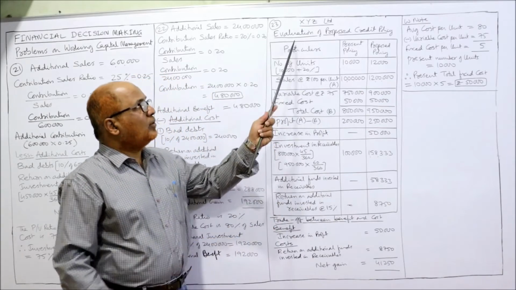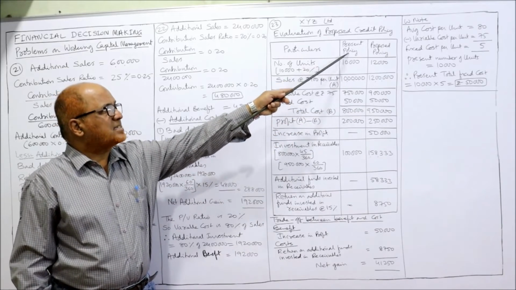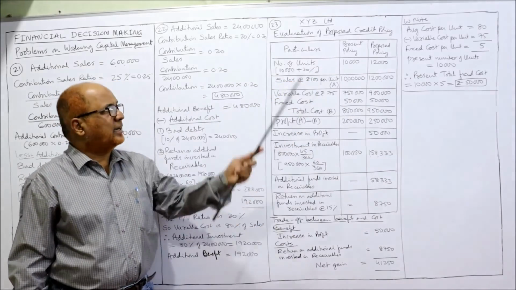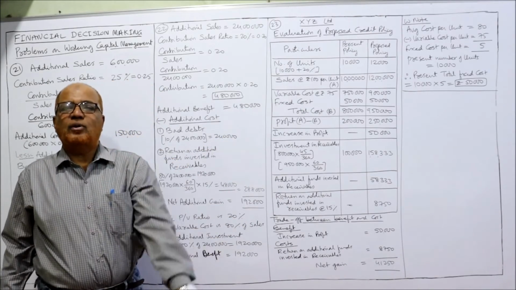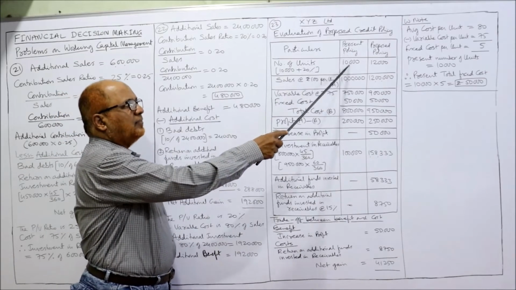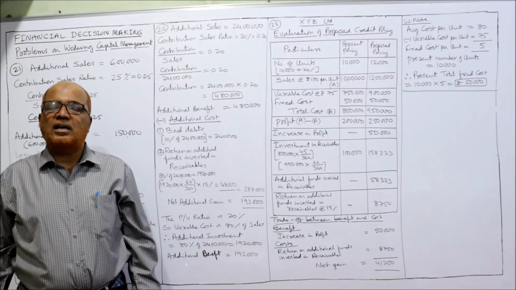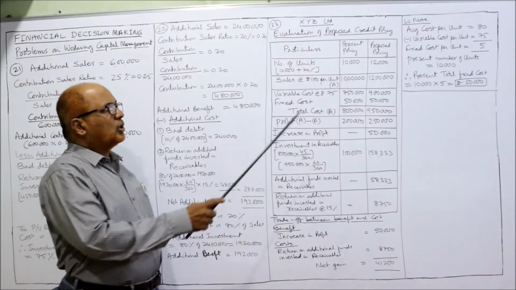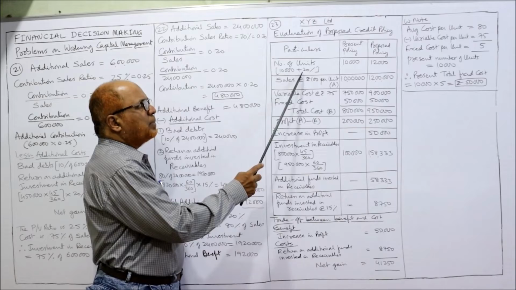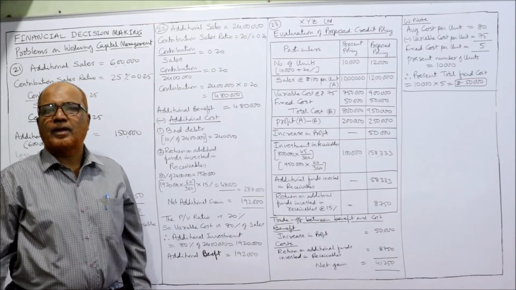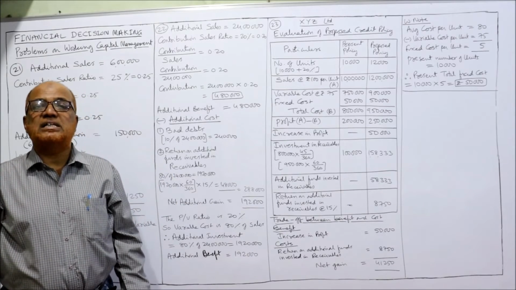Now see here, evaluation of proposed credit policy. So two columns at the extreme right hand side. The first column present policy, second column proposed policy, particulars. First of all, number of units. Presently, number of units are given in the problem 10,000. Same thing I have taken. Proposed policy, the number of units are going to be increased by 20%. So 20% it is increased. So 10,000 into 20% is 2,000. So 10,000 plus 2,000 is 12,000 units. Present credit period is 45 days. And the proposed policy 60 days.